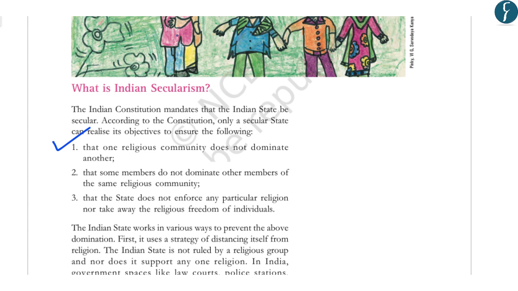Now let us understand key features of the Indian concept of secularism. First is that one religious community should not dominate another community. Secondly, some members of the community should not dominate other members of the same religious community. And thirdly, the state should not enforce any particular religion, nor should it take away the religious freedom of individuals. So these are the three principles on the basis of which Indian secularism has been defined.